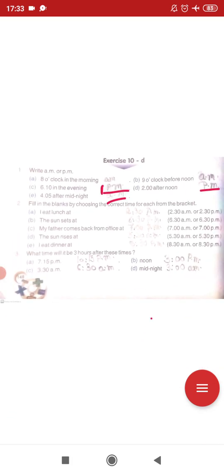Next, 2, fill in the blanks by choosing the correct time for each from the bracket. So you can see the time mentioned in the bracket. Within the bracket, two times have been given. One is AM and another is PM. So just choose the correct one.